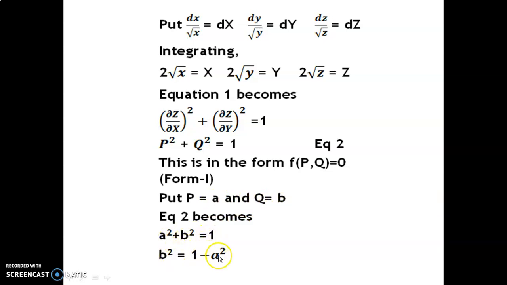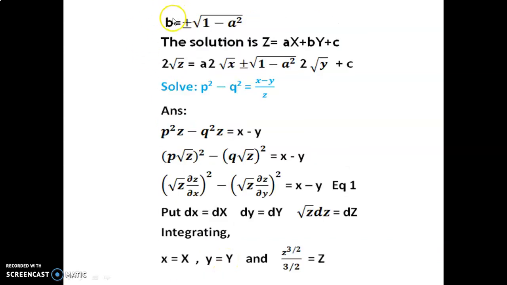Write down b in terms of a. So b square equal to 1 minus a square. Thus b equal to plus or minus root of 1 minus a square. The solution is capital Z equal to a capital X plus b into capital Y plus c. Substituting the value of capital Z, 2 times root z is equal to a times the value of capital X, which is 2 root x, plus or minus root of 1 minus a square, the value of b, times the value of capital Y, which is 2 times root y, plus c.